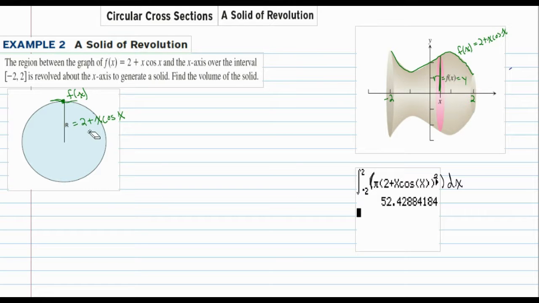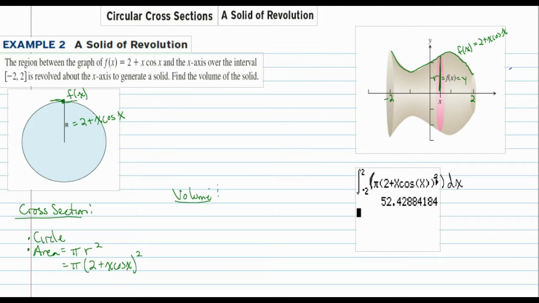So the radius is always going to be 2 + x cos x, the height. So if it was out at 1, it would be 2 + 1 cos 1. If it was at -1.5, it'd be 2 + (-1.5) cos(-1.5). So the cross section is going to be a circle, and its area is pi r squared. So in this case, it's pi, and then the radius we said was 2 + x cos x, squared. So each radius is the distance from the x-axis to the curve.